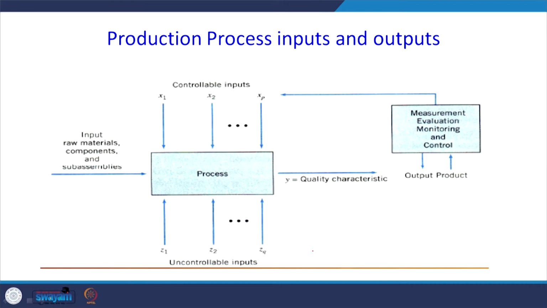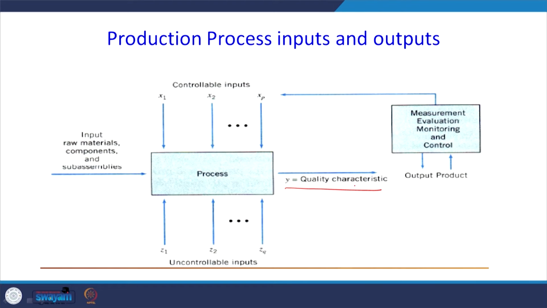Why is this concept of ANOVA more important? Suppose in a production process there are different input variables, x1, x2 and xp. These are controllable inputs. There may be some uncontrollable inputs, that is z1, z2, z3. The inputs may be raw materials, components and sub-assemblies. The output is the quality characteristic. This quality characteristic y is generally affected by x1, x2 and x3. That is the output product.